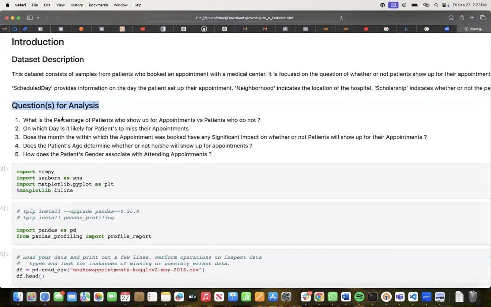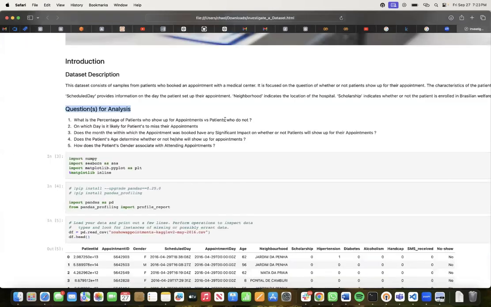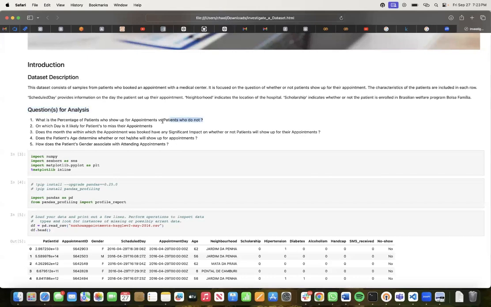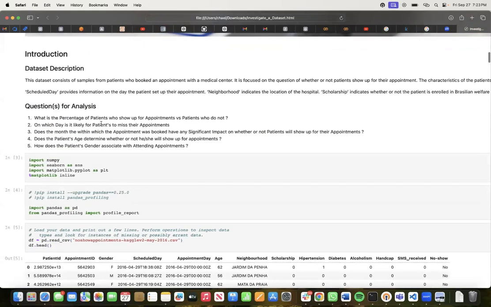So what questions am I asking? One, what is the percentage of patients who show up for appointment versus patients who do not? Based on what I had from the case study, this is the first question that came to mind. Two, on which day is it likely for patients to miss their appointment? Three, does the month within which the appointment was booked have any significant impact on whether or not patients will show up for their appointment?